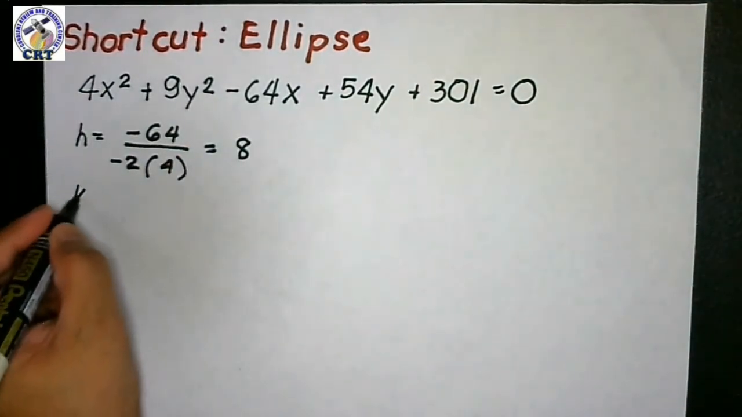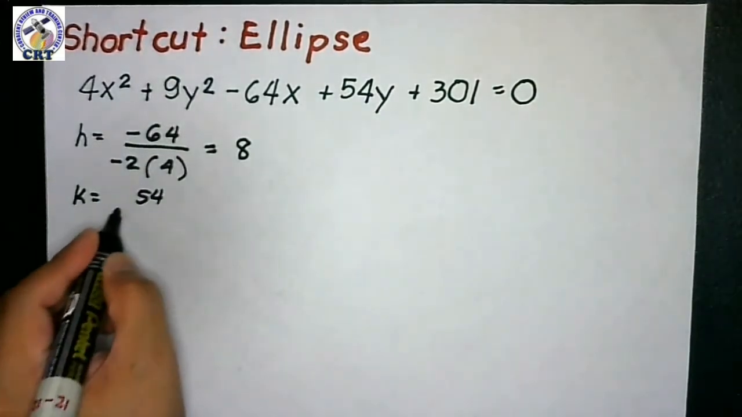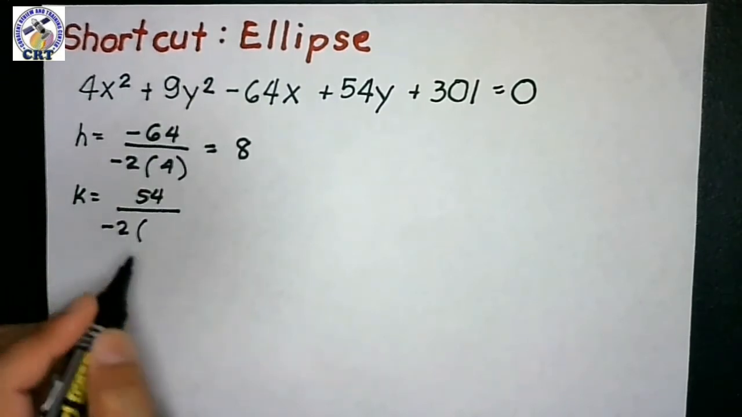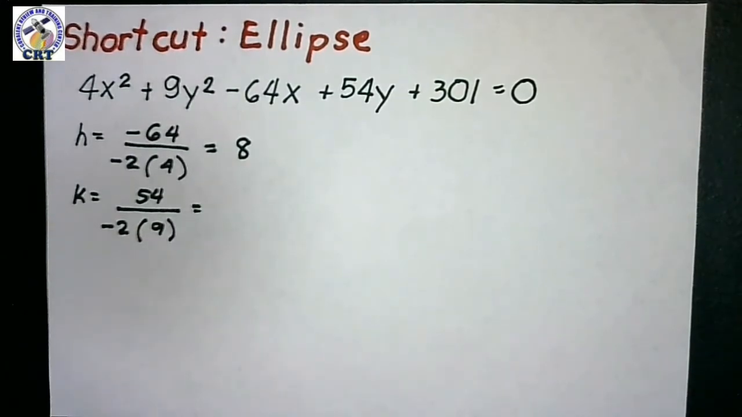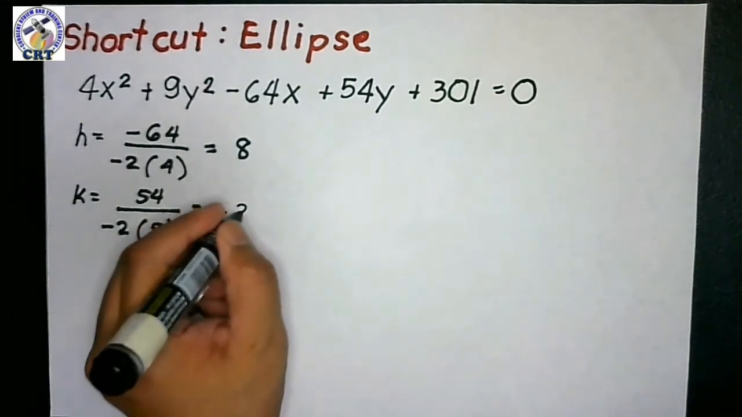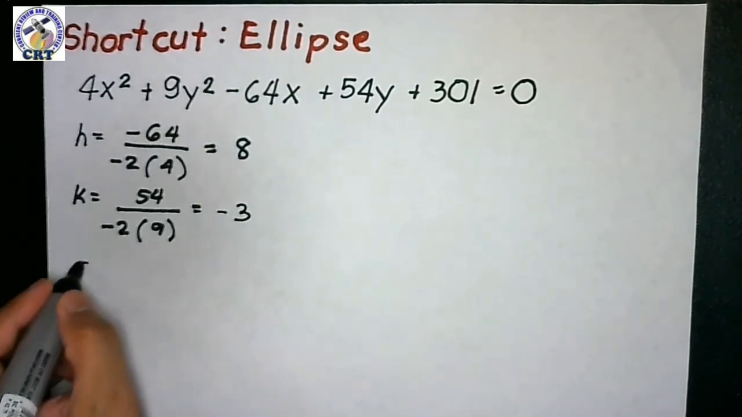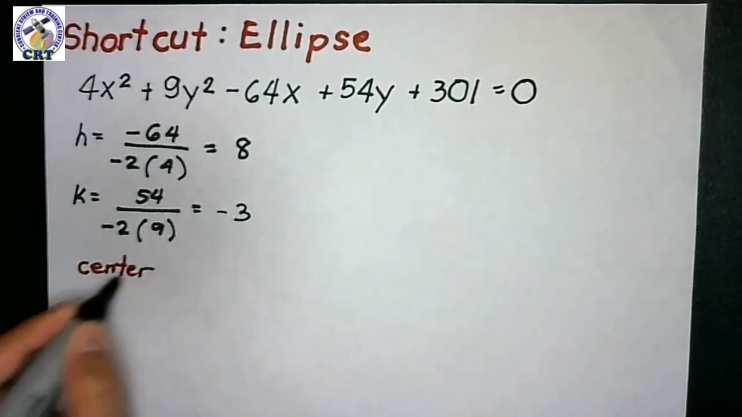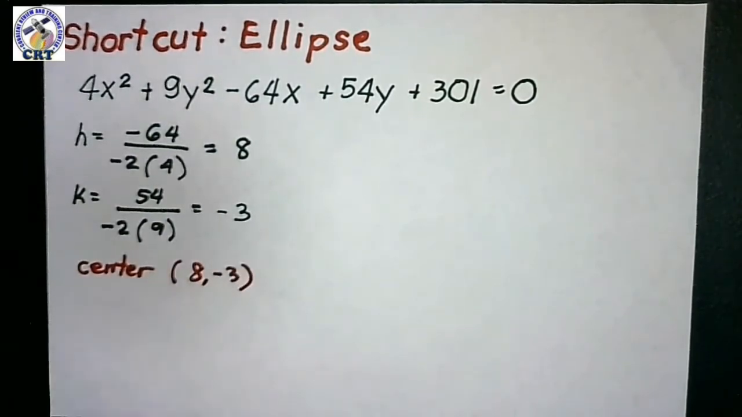Then, para naman sa pag-solve ng K, coefficient of y, 54 over negative 2, coefficient of y squared, which is 9. So, this is 54 over 18. Yung denominator over 18 na. And this is negative 3. So, therefore, yung center ng ellipse na to, center is located at 8 and negative 3. So, yan yung answer natin for this problem under ellipse.